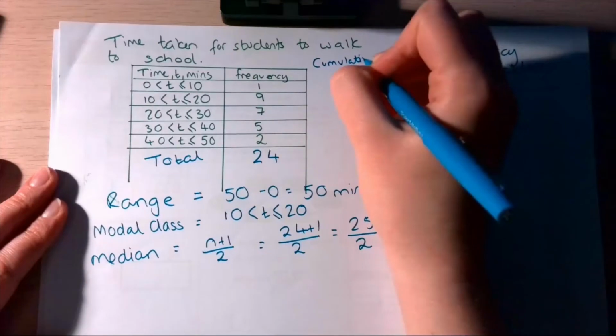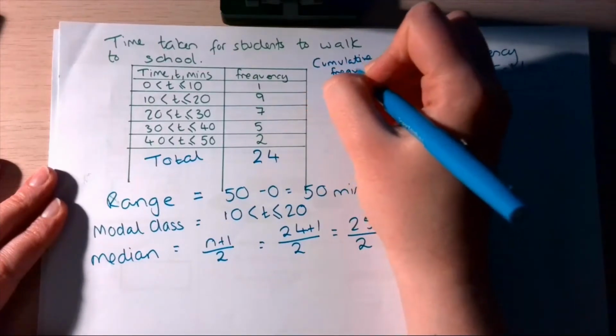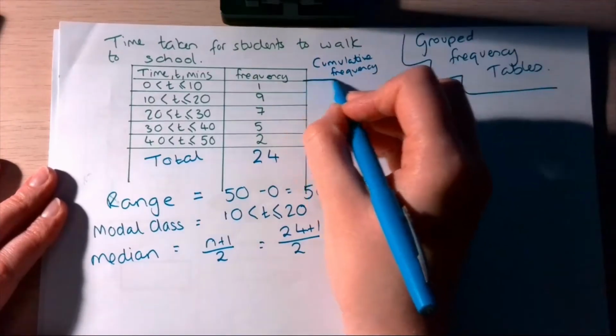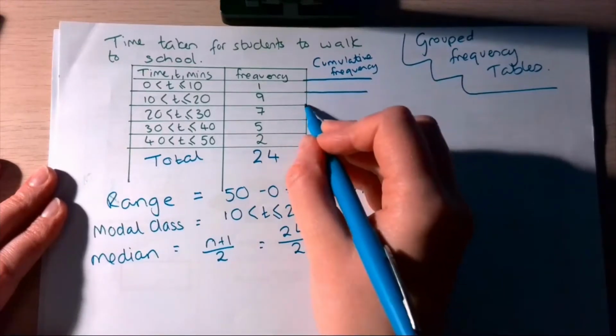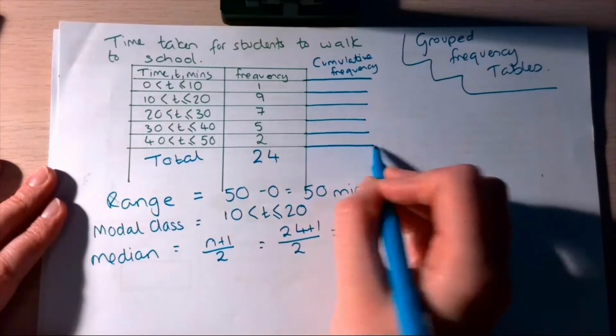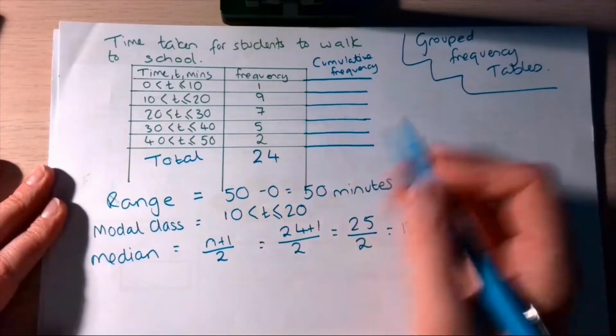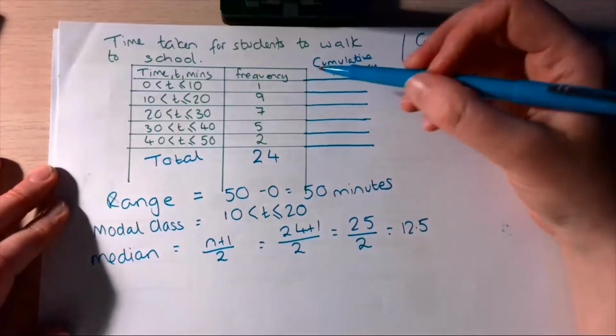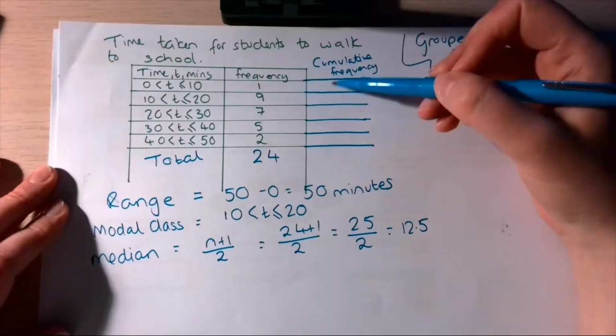Cumulative frequency. You might find this to be quite useful. I'm just going to extend these out, and don't be afraid to extend these tables out if you need to. The questions and exams don't always do it for you, but I'm always drawing bits more on them to help me. Cumulative frequency is the total so far.